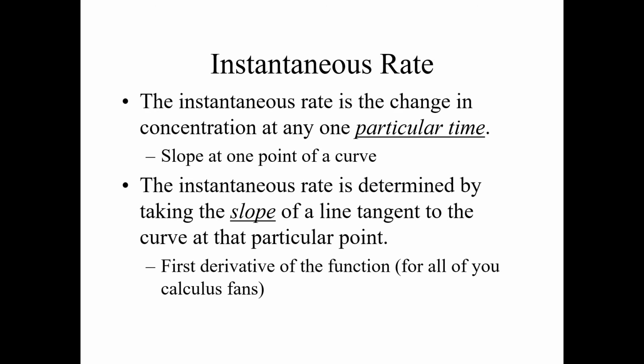Well, the instantaneous rate would be the change in concentration at any one particular time. In other words, we would pick an actual point on the curve and calculate the slope at that point. How do we do that? Well, we determine the instantaneous rate by taking the slope of a line that is tangent to the curve at that particular point. This would actually be the first derivative of the function for all you calculus fans.